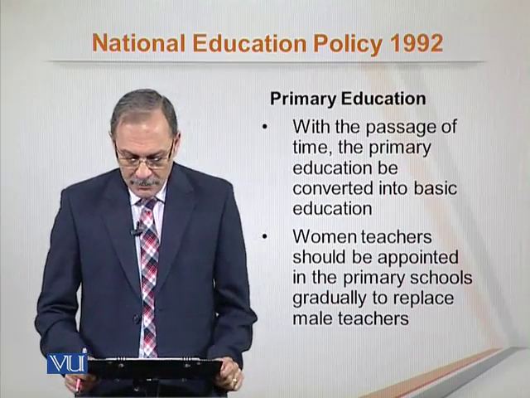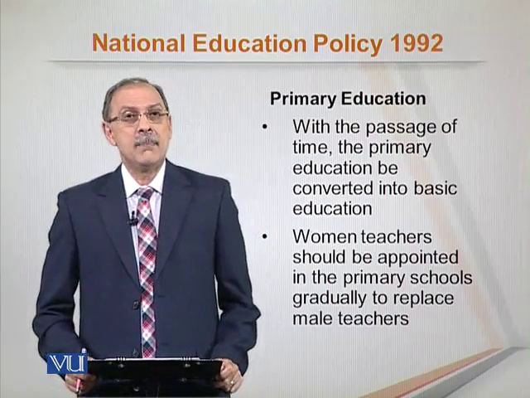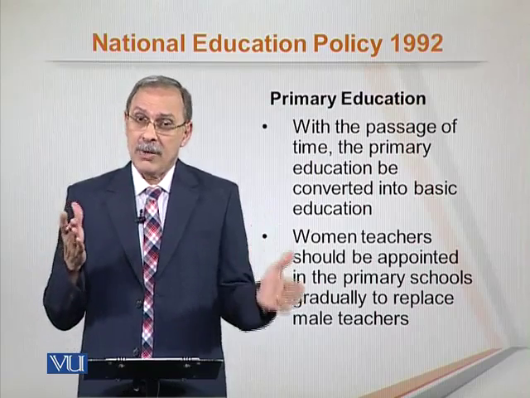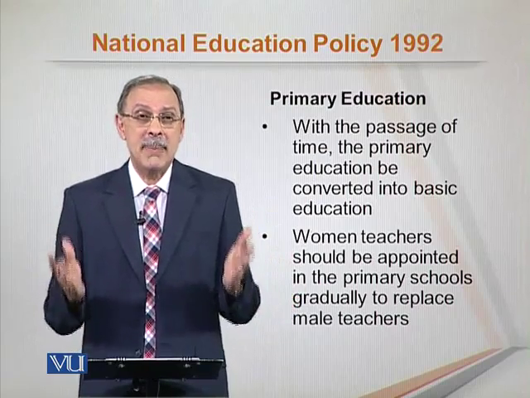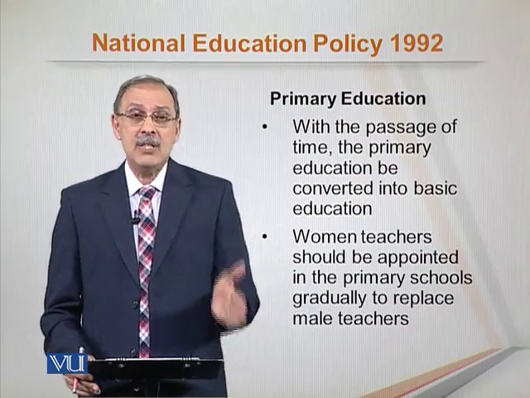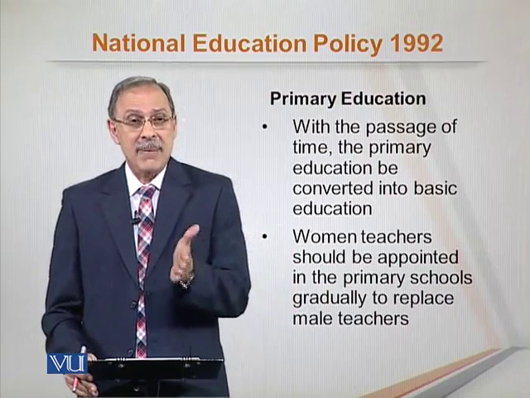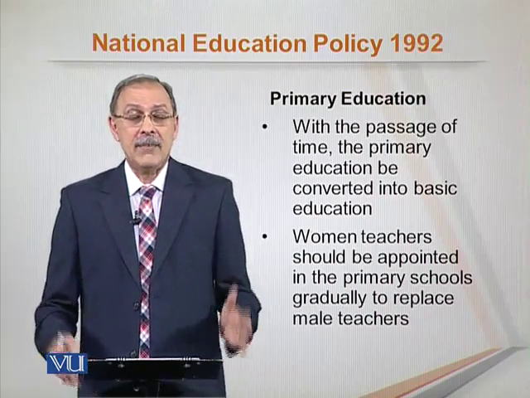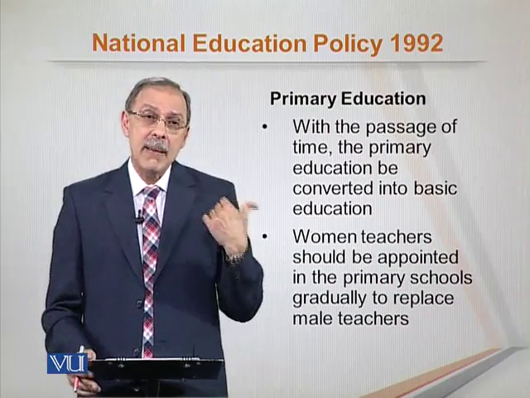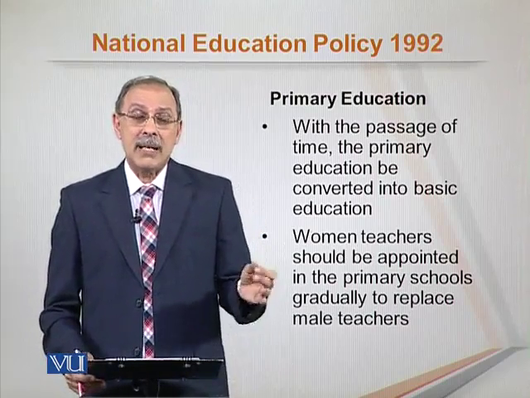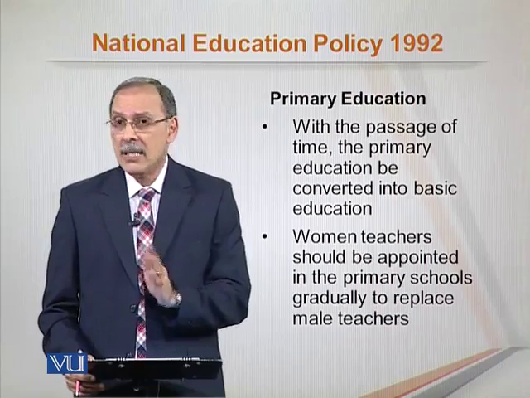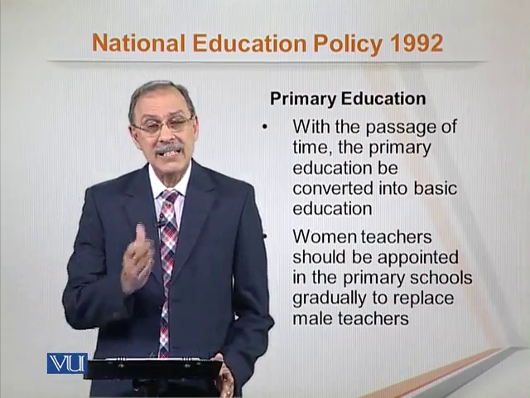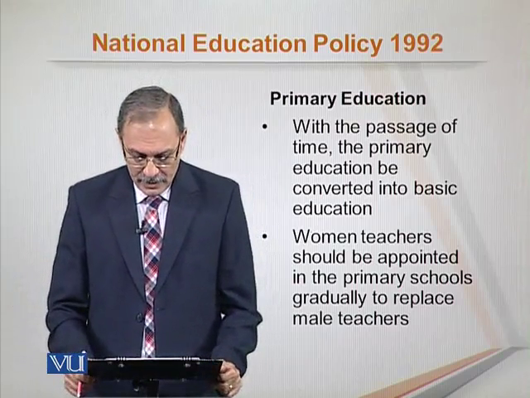With the passage of time, primary education be converted into basic education, which means that primary education from grades 1 to 5 should be considered basic education. That means when we say all children should have basic education, we mean primary education, grades 1 through 5. Make that known, because remember, in a previous policy, they had recommended to take this up to class 8. It obviously wasn't working, and this policy recommends to bring it back down to class 5.